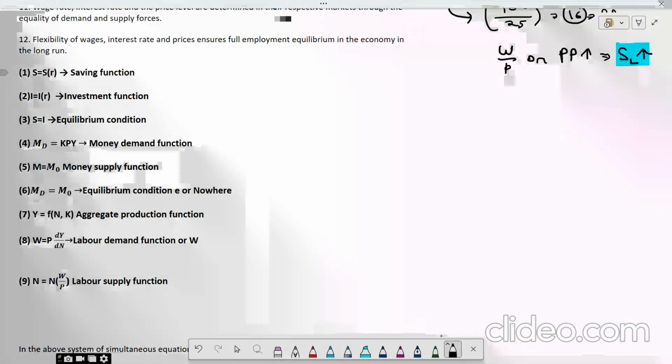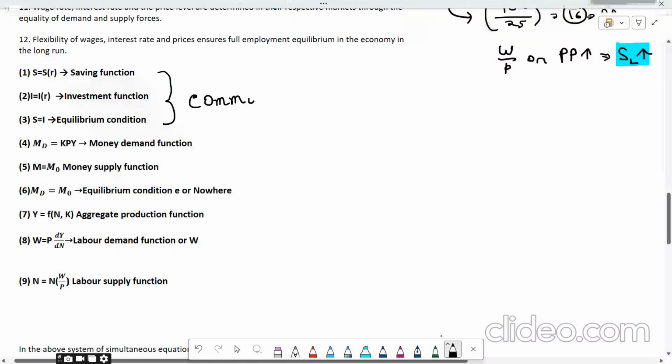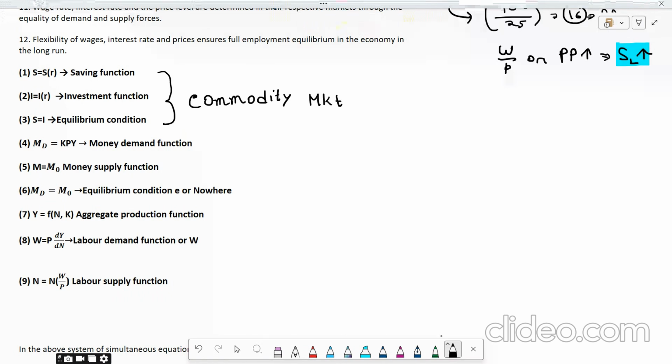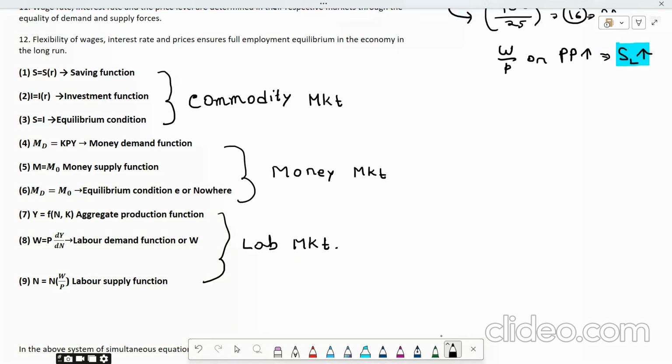So we know that there are basically 3 markets. One is the commodity market, then comes the money market, and then comes the labor market. So three equations from each of these three markets.